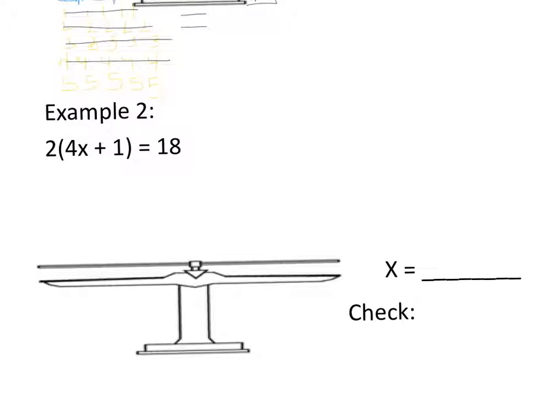Example number 2 says 2 parentheses 4x plus 1. Now, hopefully at this point you're looking at this going, hey, I know that's the distributive property. But we're not going to distribute in this case. What we're going to do is draw 4x plus 1: 1, 2, 3, 4x plus 1. The 2 says do this 2 times, so it wants you to represent what's in the parentheses 2 times. So there, I did it 2 times.